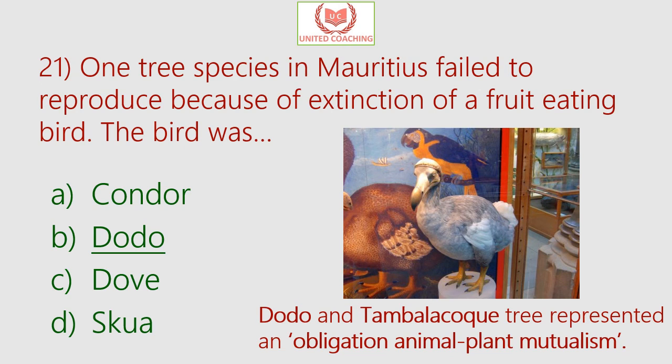And in the 1970s there was a concern that the tambalacoque tree was on the brink of extinction. So at that time there were only 13 specimens left, and they failed to reproduce because the dodo bird was extinct, and as the seeds could not pass through the digestive system and they could not lose the endocarp, they failed to germinate.